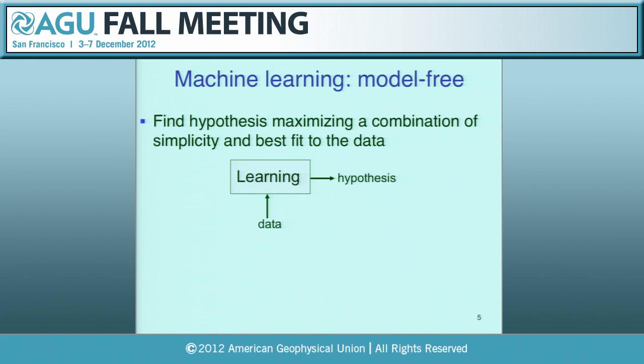So this session is about using data, and I'm a computer scientist and I do machine learning. And here's a simple description of what machine learning does. You take data, you apply learning methods, you produce a hypothesis. And we're interested in finding the hypothesis that fits the data as well as possible while not being too complicated. And there is a long history of algorithms and mathematics behind this.